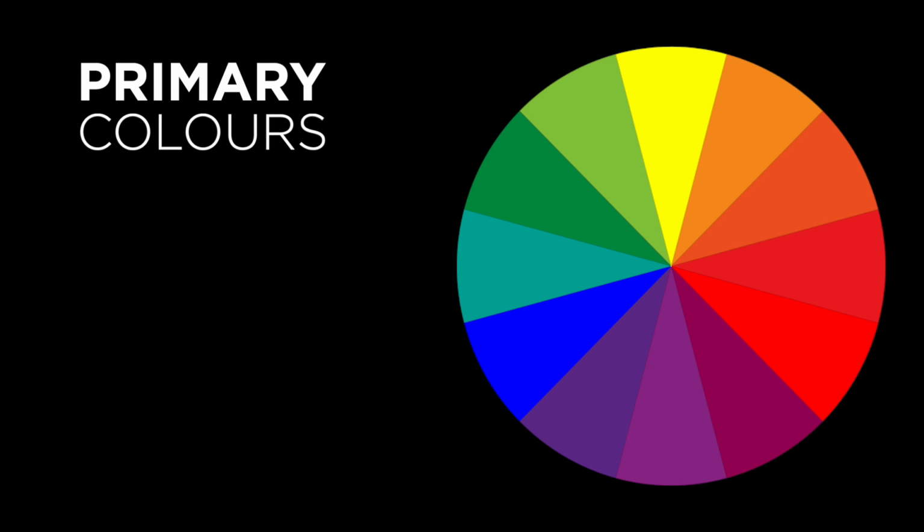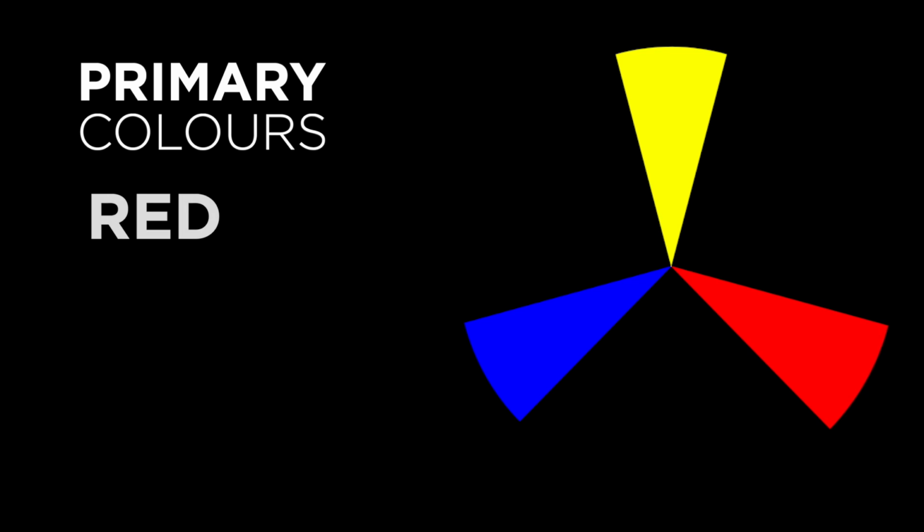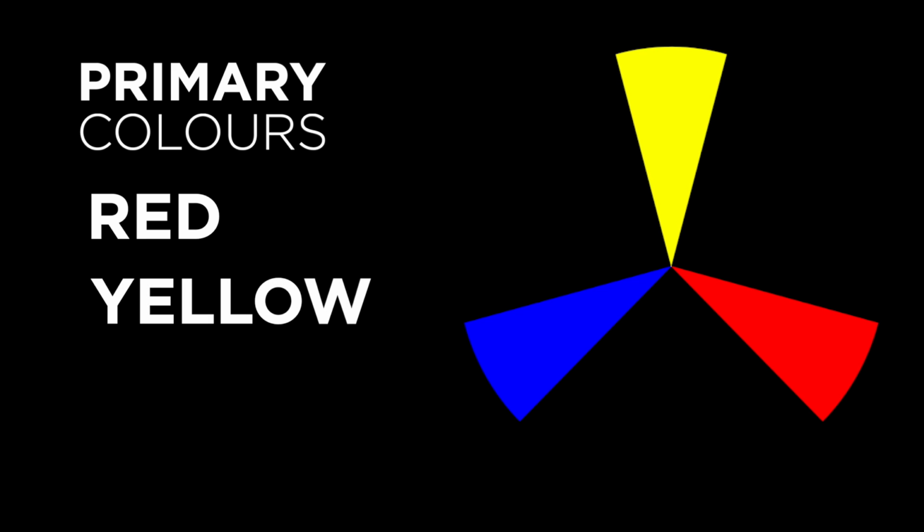First, we will start with the primary colours. They are mixed together to create all other colours. They are red, yellow, and blue.